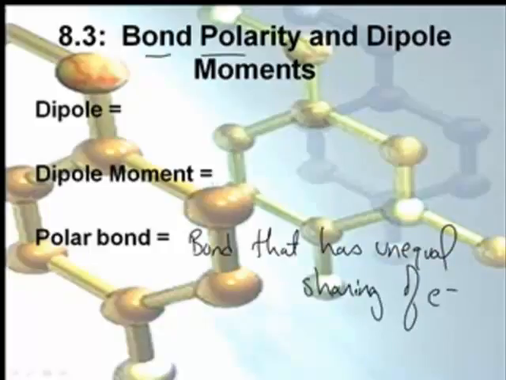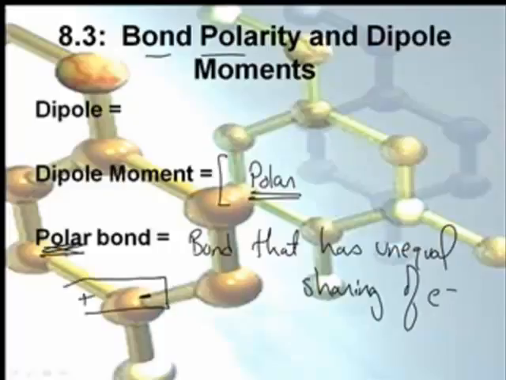And then a dipole moment. A lot of people get this confused. On the AP test, they like to use this term, dipole moment. It is when you have a polar substance. Now let's talk about polar. What does that word polar mean? Polar means it has an end or two ends. It's got like a positive end and a negative end.